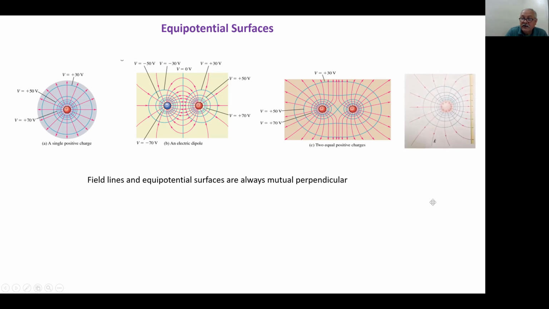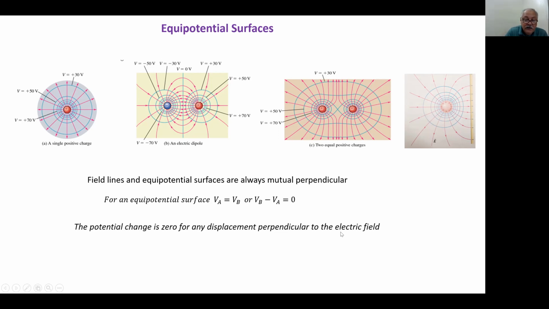We have another example, right? We have a plane and a point charge, or a spherical distribution. For any equipotential surface, the voltage is the same. Equi means the same potential. So it means that the difference is zero, the change is zero. The change in potential is zero along this line, or any line perpendicular to the electric field. Great. The potential change is zero for any displacement perpendicular to the electric field.